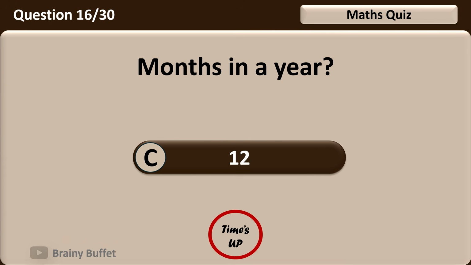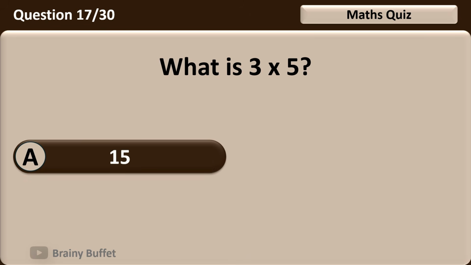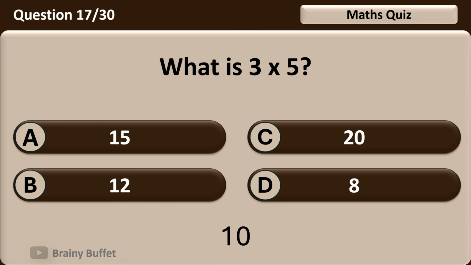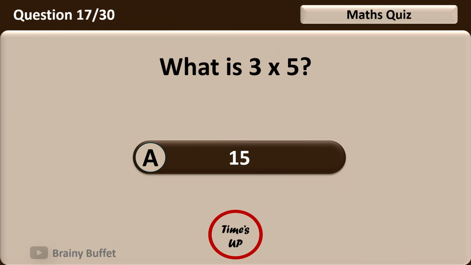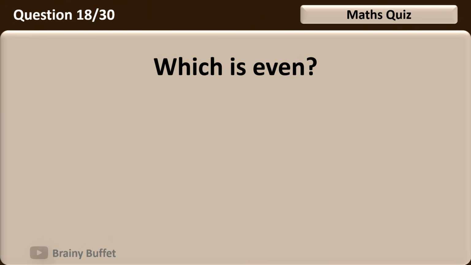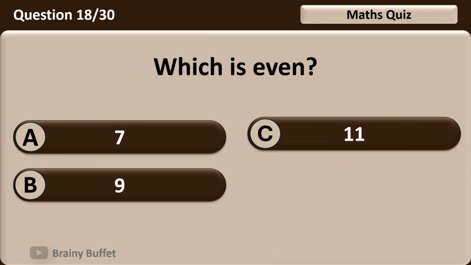The correct answer is option C, 12. Question 17. What is 3 times 5? The correct answer is option A, 15. Question 18. Which number is even?